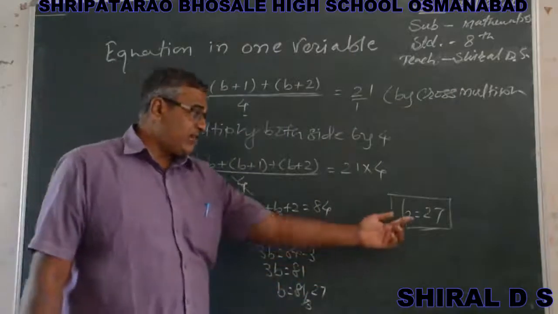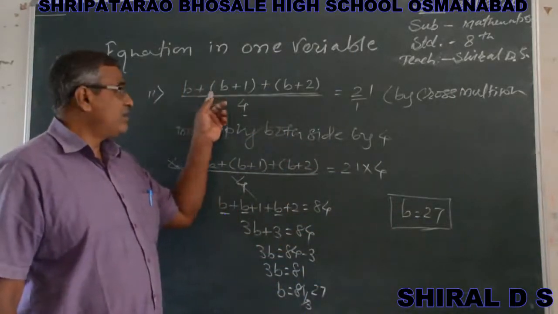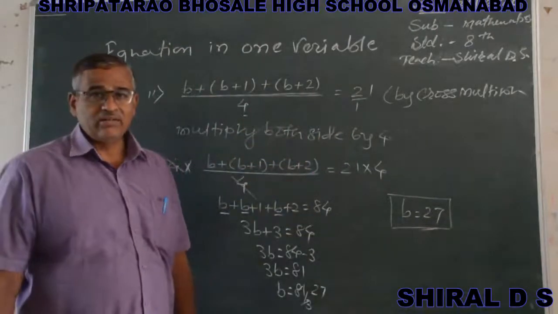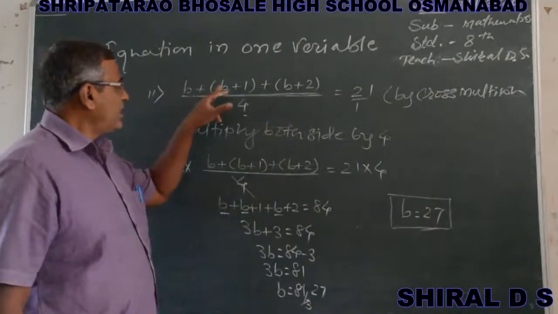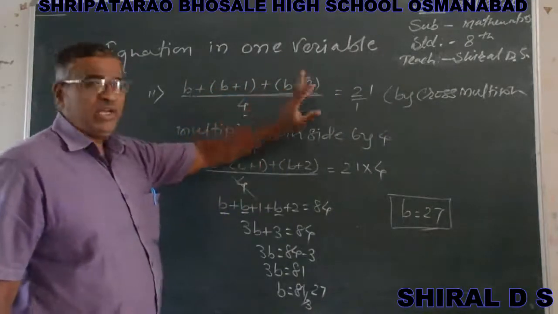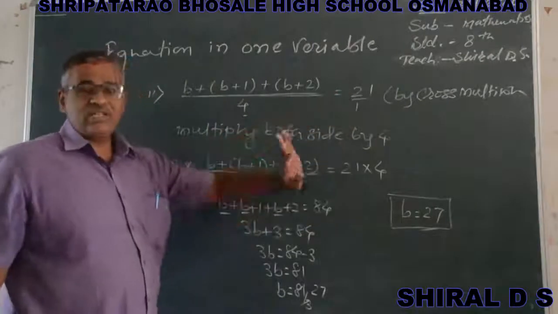If we put 27 in this equation, then the equation is balanced. Put here 27 plus 1 is 28, 27 plus 2 is 29, and the total divided by 4 is 21.